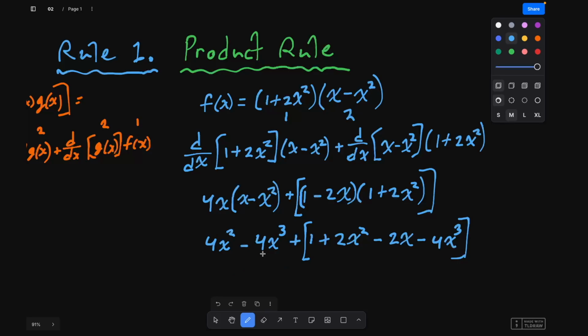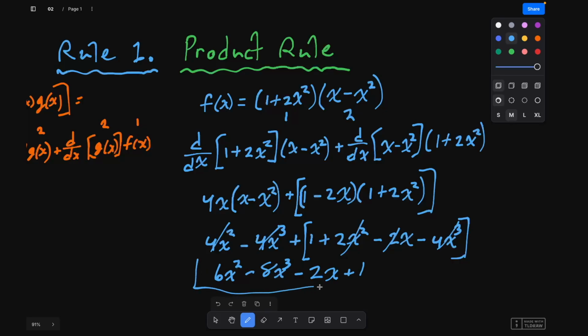And now we can simplify one last time. We have 4x squared and then plus 2x squared, so that's 6x squared. Then we have negative 4x cubed, negative 4x cubed, so negative 8x cubed. Then we have a negative 2x, and then we have a plus 1.